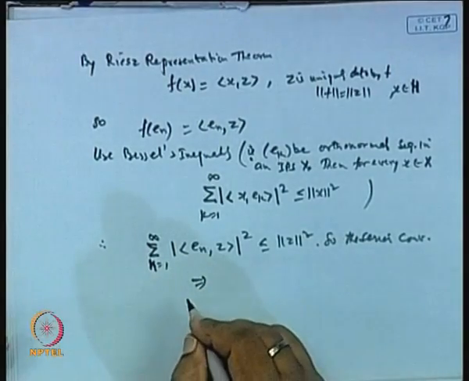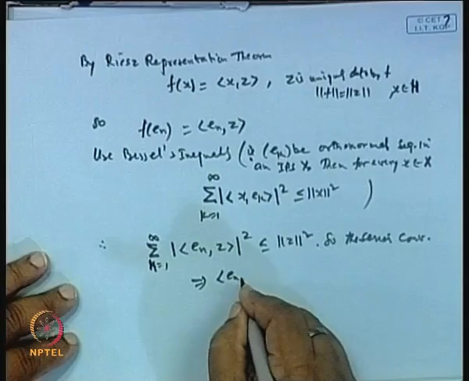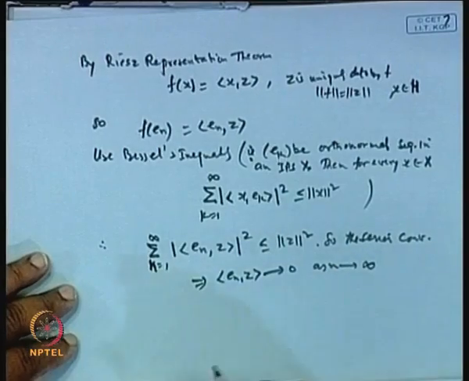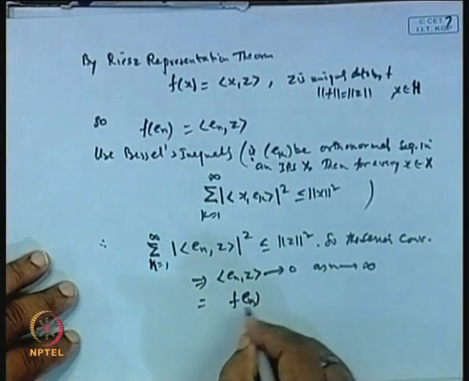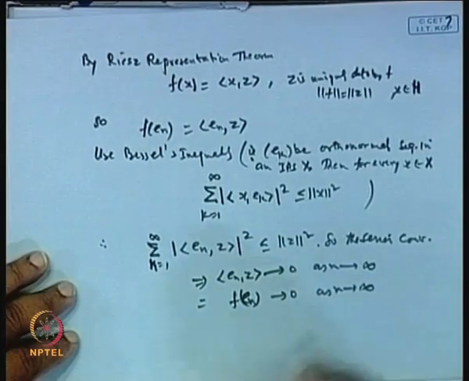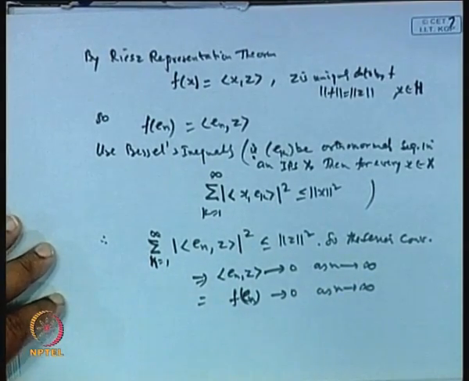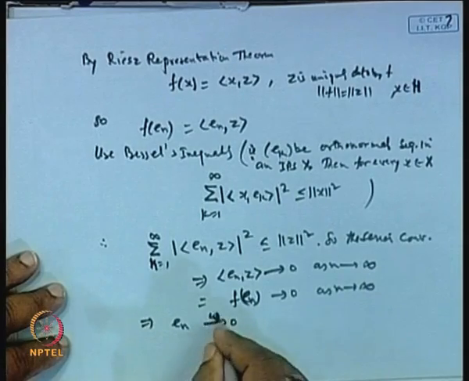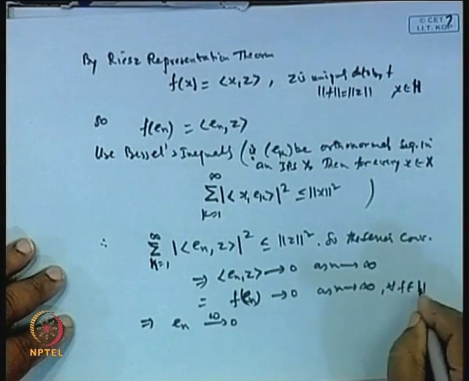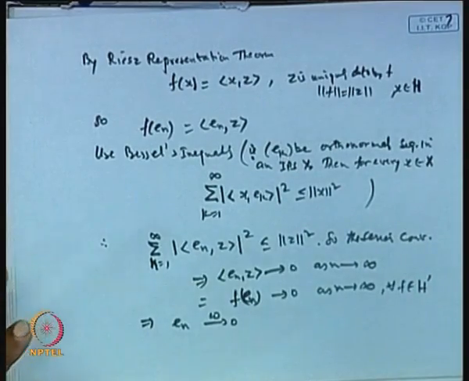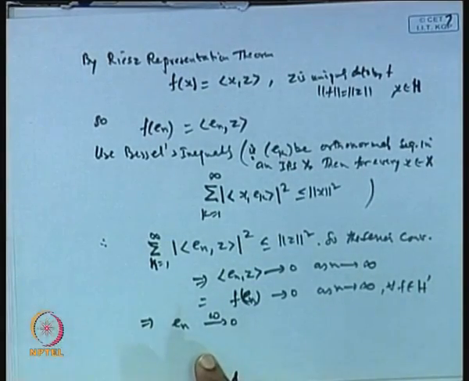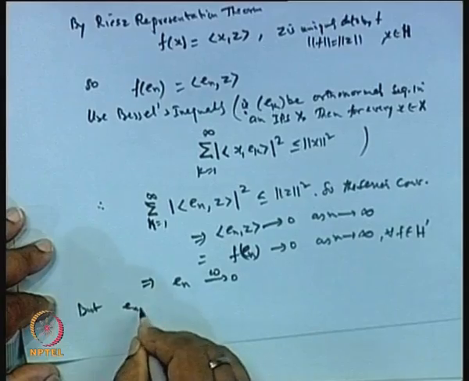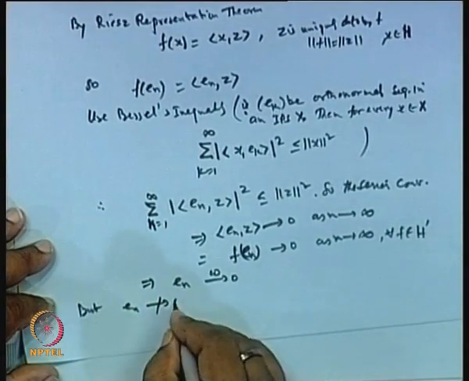Therefore, the nth term must go to 0. So the inner product of e_n and z must go to 0 as n tends to infinity. But what is this? Is it not f of e_n going to 0 as n tends to infinity? Clear? So, e_n converges to 0 weakly, because this is true for every f belonging to the dual of this. Is it okay? So, e_n converges to 0 weakly, but e_n does not converge strongly to 0.